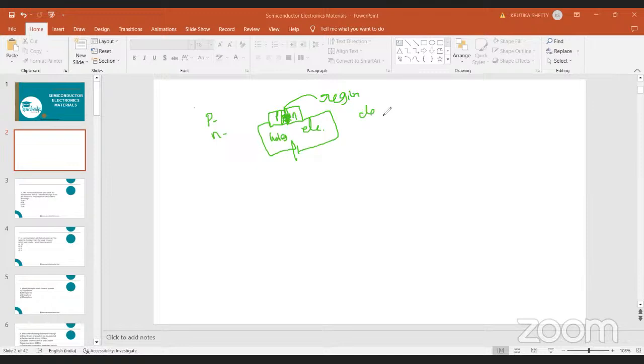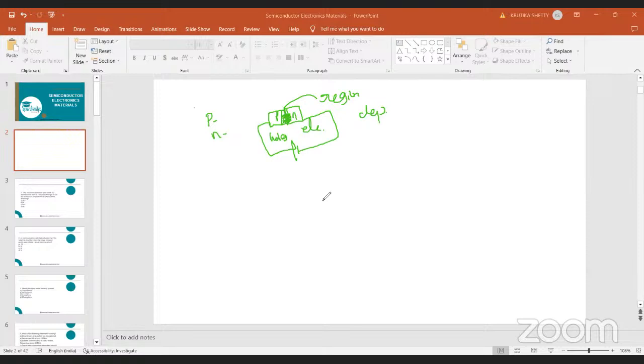It is called the depletion region. When I connect this p-n junction to the external source, that is the battery, here it will develop a region called the depletion region. Okay, so what is the depletion region? It is a region in the p-n junction which contains only immobile ions. That is, in the p and n type, some ions get set here, and that region is called the depletion region. Okay, it is called the depletion region.